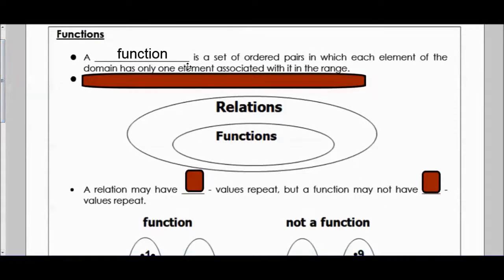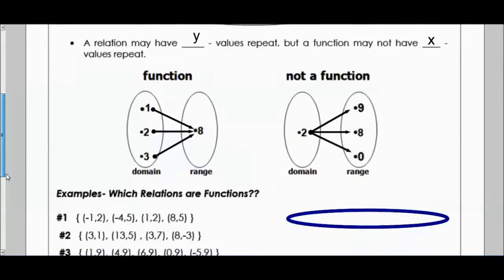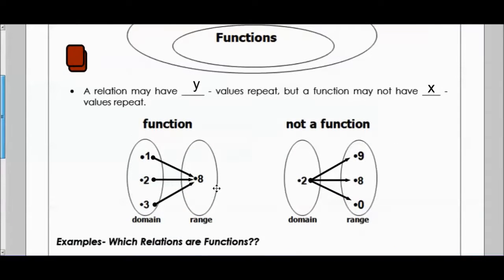So now, more back to the definition of a function, what it means to be a function. A relation may have y values repeat, but it may not have x values repeat. And in a mapping, that'll look like this. It's going from 1 to 8, 2 to 8, 3 to 8. The y value can repeat. Y can be 8 for all of these x's, but we can't have the opposite. 2 can't go to each of these. 2 can't go to 9, and to 8, and to 0.